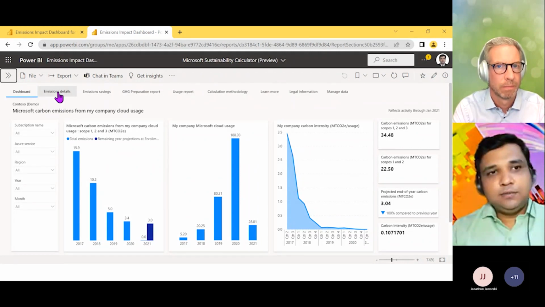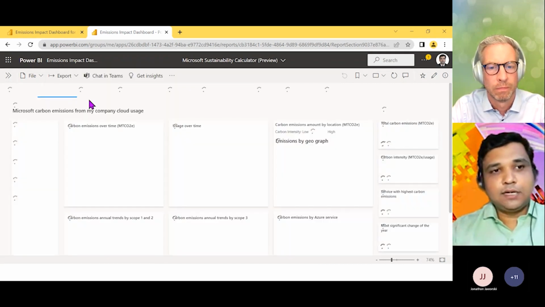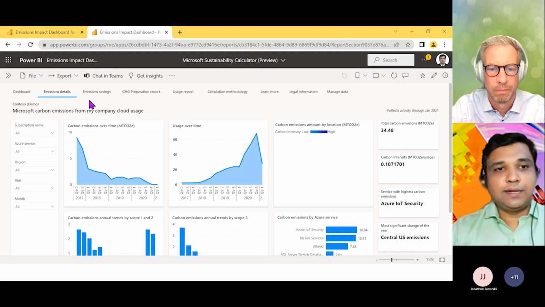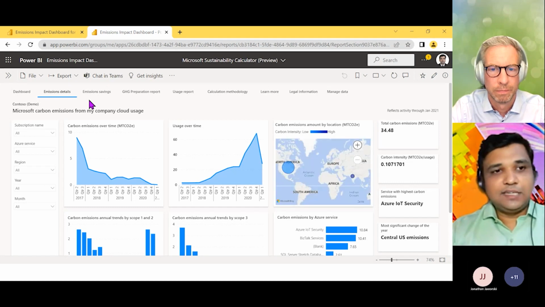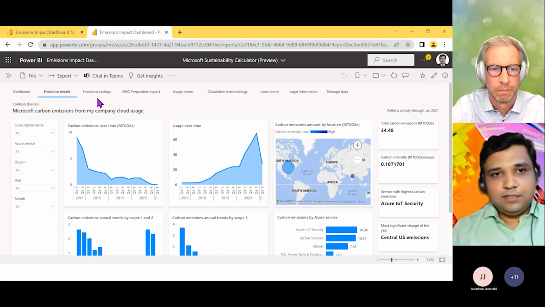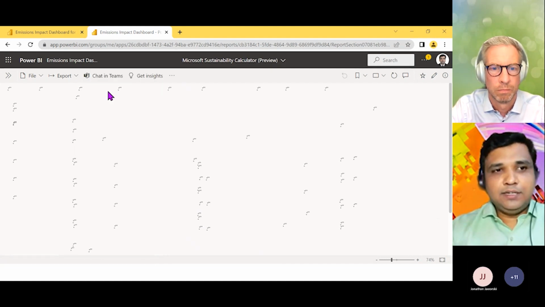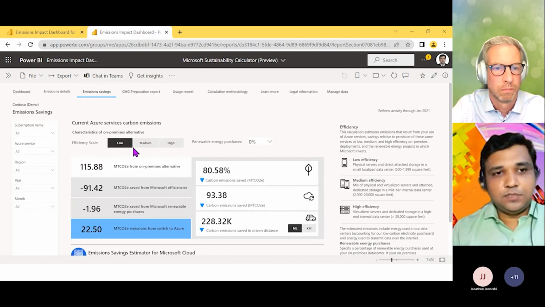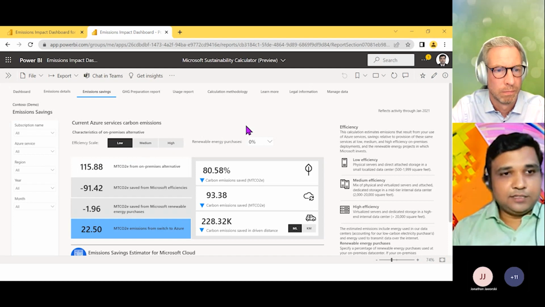The first thing here, this dashboard will show all the details, and we have those emission details, which show the carbon emissions by scope year over year, which helps organizations track the trends and make impactful decisions about their cloud services as well as usage. Then the other thing we have is the emission savings. Here you can improve the accuracy of these estimates by selecting the appropriate option to reflect your efficiency level, either low, medium, or high. At the same time, you can even select these renewable energy purchases.